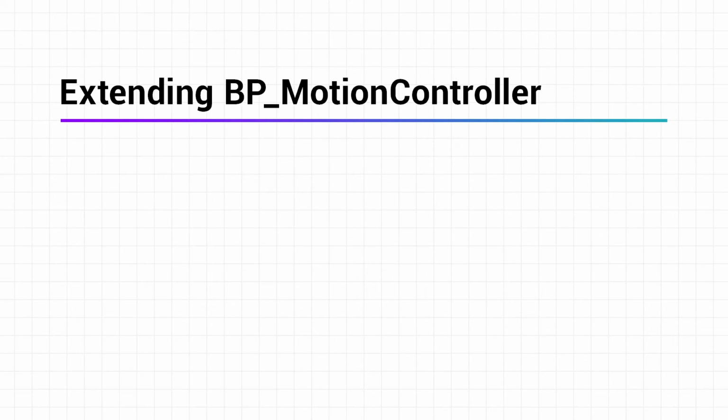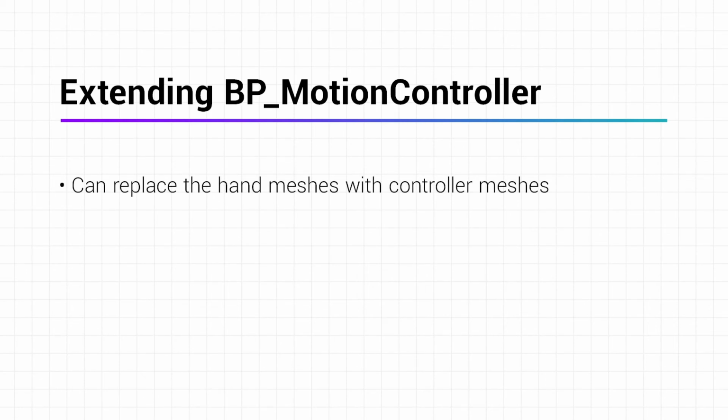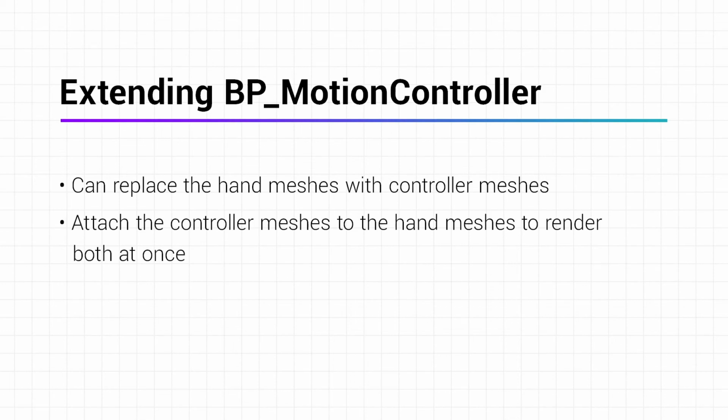The setup of BP Motion Controller provides a flexible format that can be extended easily. If we want to render controllers in the hands to show controls to users, such as in a tutorial, we can replace the hand meshes with controller meshes, or attach the controller meshes to the hand meshes to render both at once. In other words, this format gives us the flexibility to add or change colliders for various interaction needs without needing to change the underlying motion controller component. In the next video, we'll dive deeper into the BP motion controller to learn how it handles communication with the player and the world.